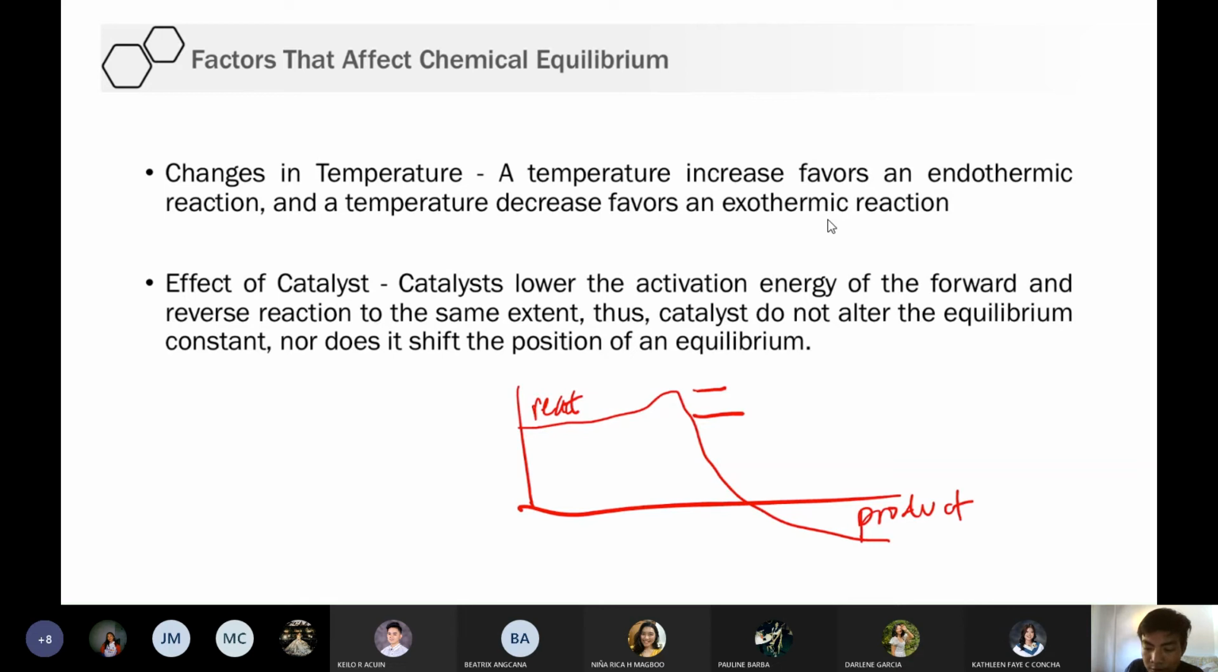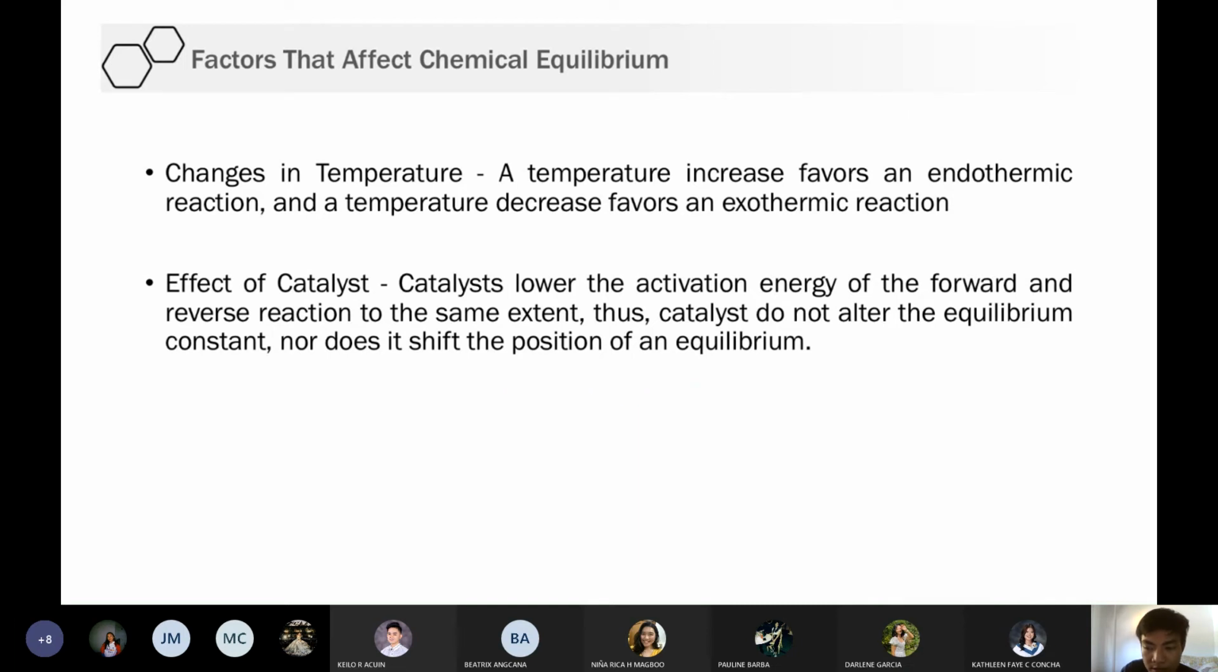When you add a catalyst to your equilibrium system, it will not shift the equilibrium. It will change the speed of the reaction, but it will not shift the equilibrium. It will speed up the reaction in both directions, so the equilibrium is unaffected.